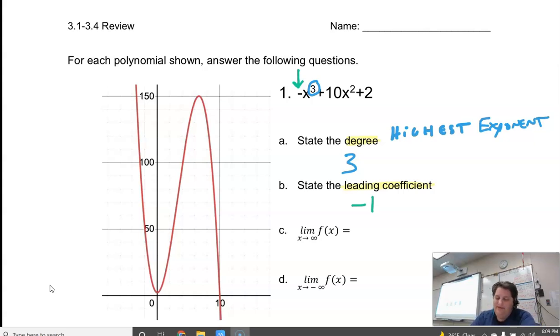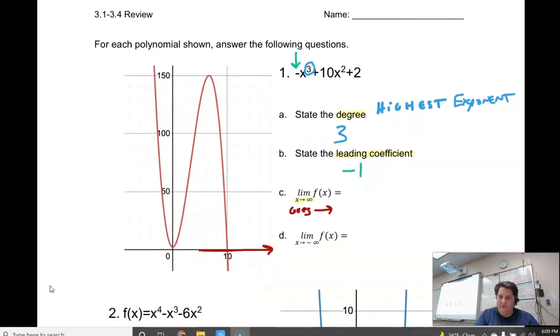Now we have these limit questions. These can be a little confusing. Let me explain what this means. When it says x goes to infinity, it means as x goes to the right. And where is the y value going? Down to negative infinity. So as x goes to the right, this goes down.